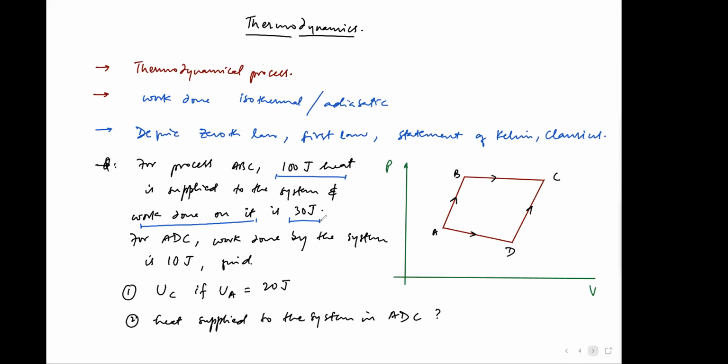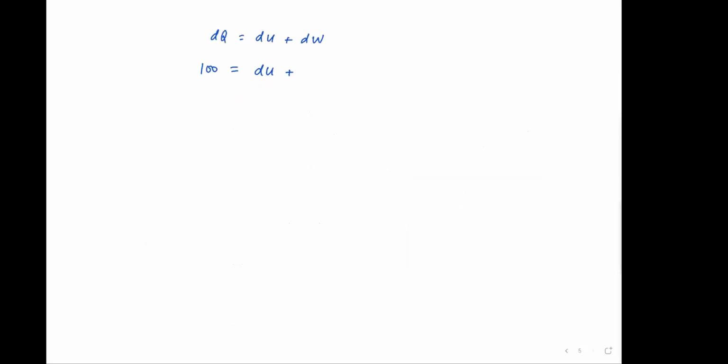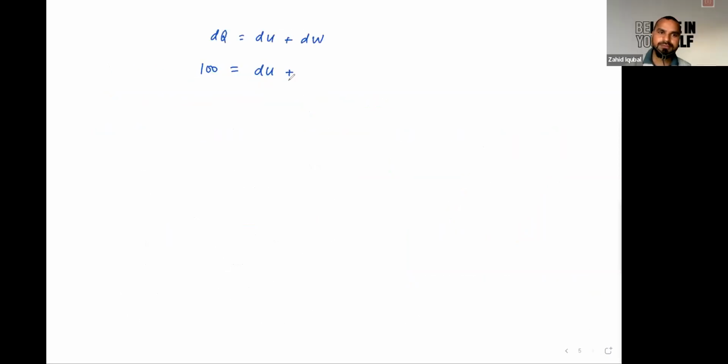Positive. Work done on it. On it means on the system. Work done by the system is expansion and work done will be positive in that case. But work done on the system is compression and will be negative. Yes. Is it clear? So work done will be minus 30 joule. So change in internal energy is 100 plus 30, that is 130 joule.